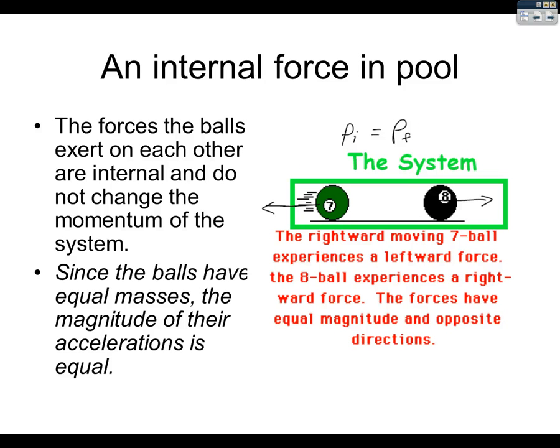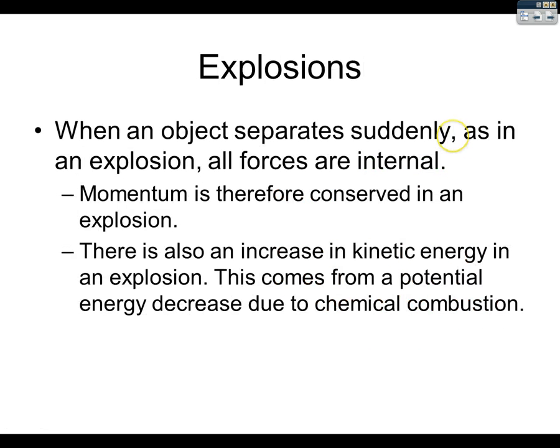In the next example, this is an internal force in pool. I have 2 pool balls, and what happens is the 7 ball comes rushing in and hits the 8 ball. When it hits, the 8 ball takes off in this direction, and the 7 ball goes in the other. And because this is all within a system, we say that the magnitude of their acceleration should be equal when they hit. So here we see that the initial and the final momentum are the same for this system, it does not change.